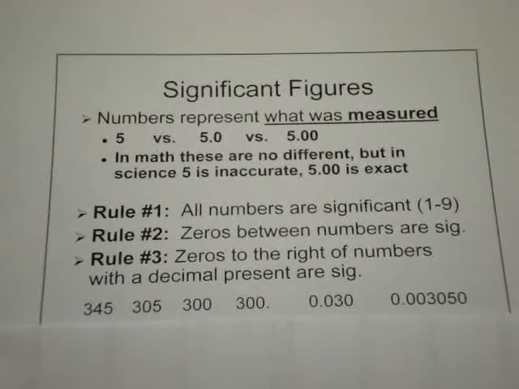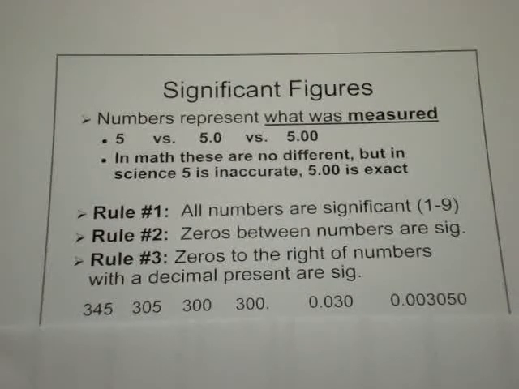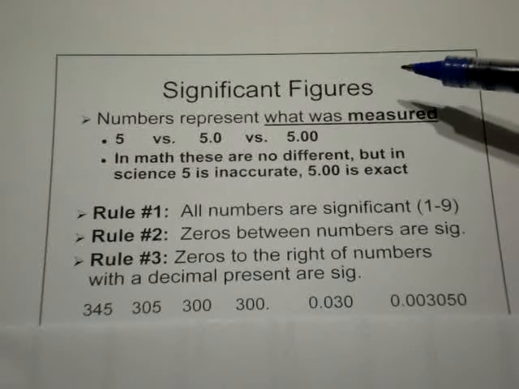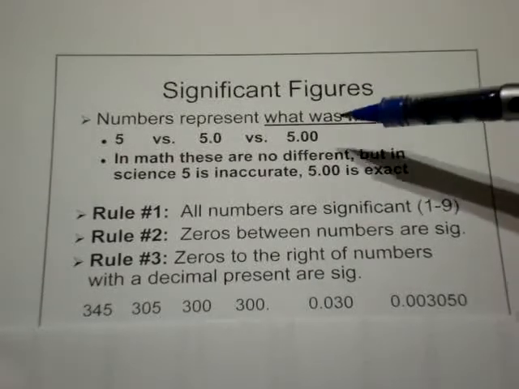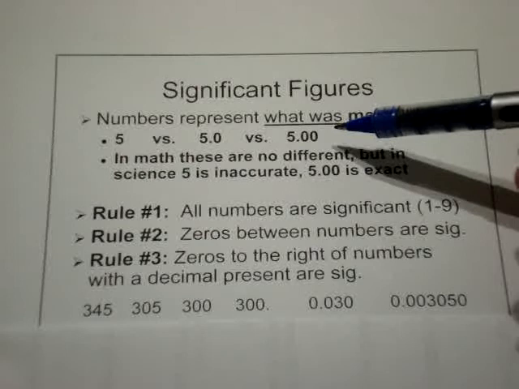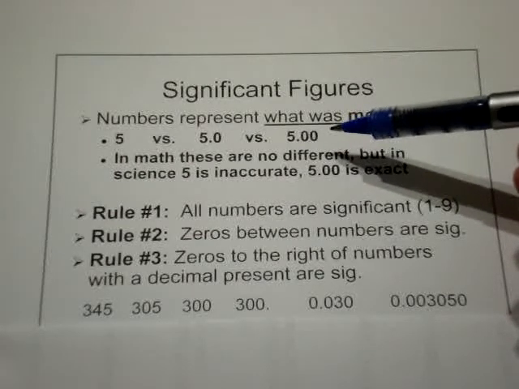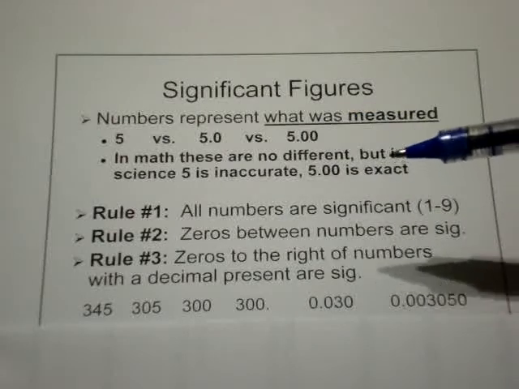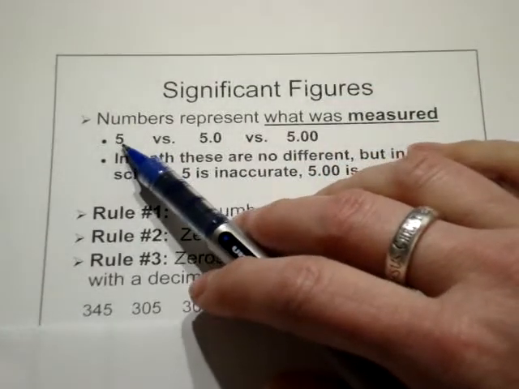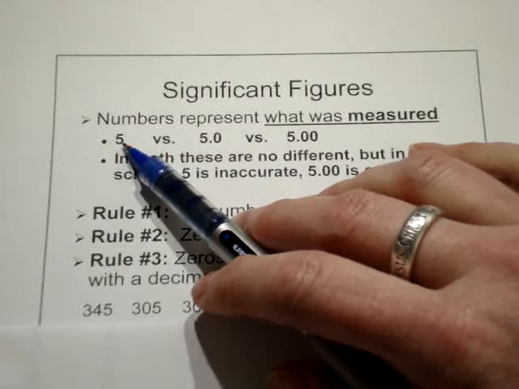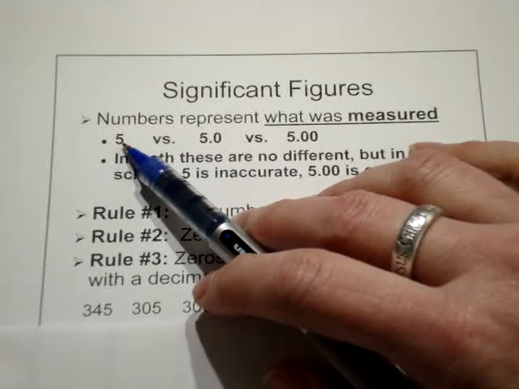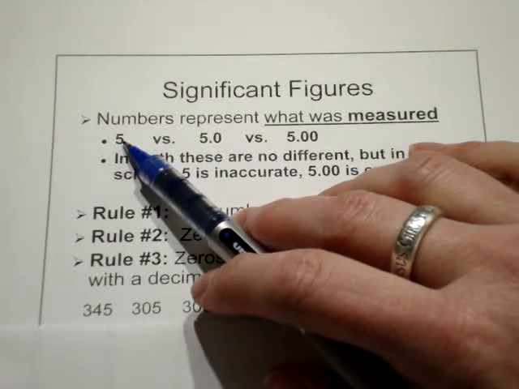Alright, I'd like to explain significant figures. The reason we have significant figures is because our numbers do not represent just a value of how many. It's actually a representation of what was measured. So if you look, for example, at this 5, it could be 5.3 rounded down, or it could be 4.5 rounded up.